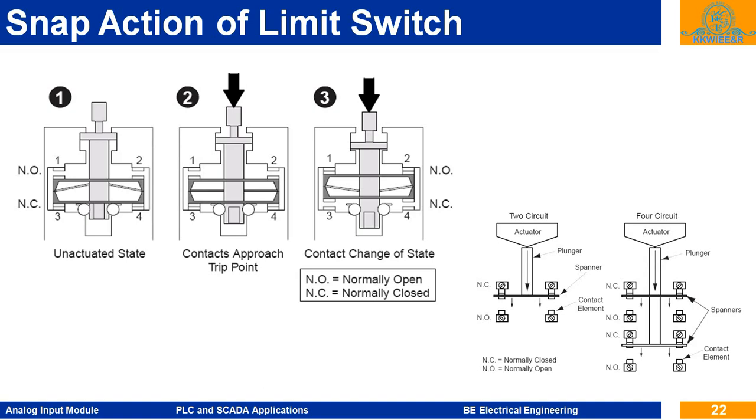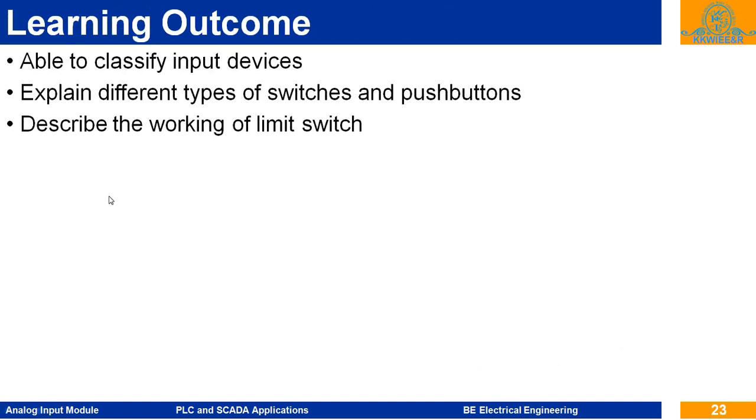In this way, we learned the push button and limit switch. There are two positions, on and off, normally closed, normally open, so they are discrete or on-off input devices. Now from this lecture, you can classify the input devices, meaning discrete type or analog type.